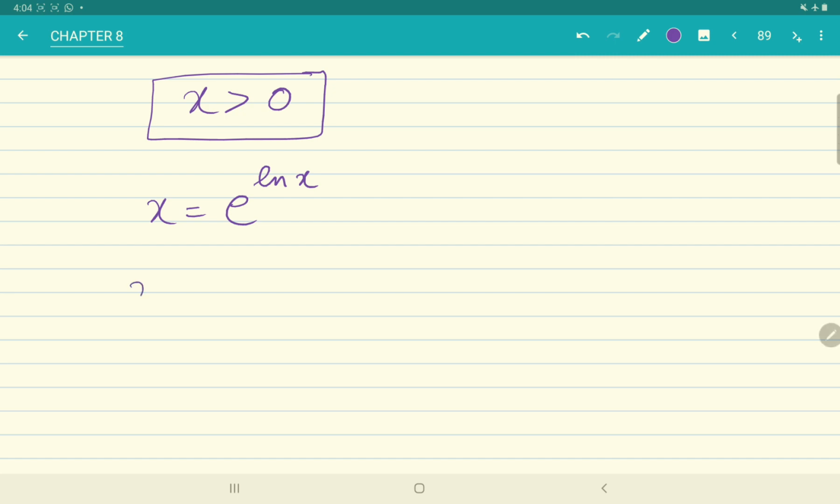That means if I have x raised to the power a, keeping in mind the fact that a consists of all real numbers, that means rational as well as irrational, this is equal to e raised to the power ln x raised to the power a, and that means it is e raised to the power a ln x.